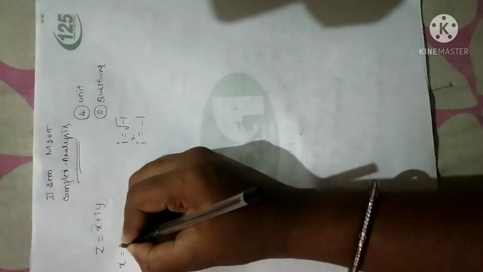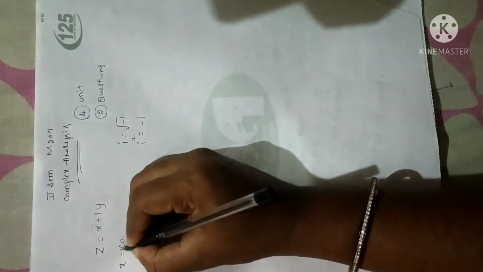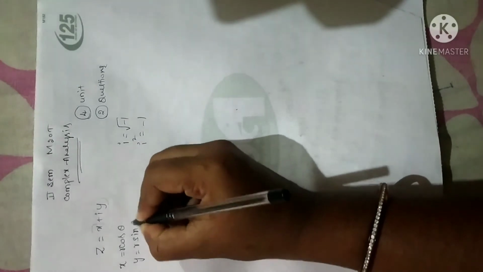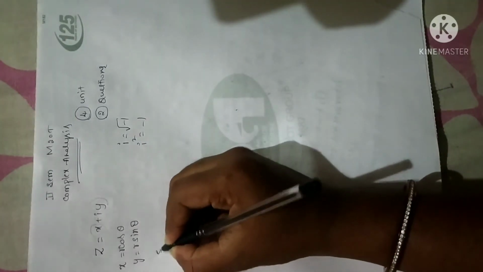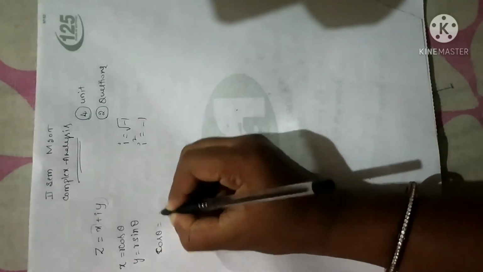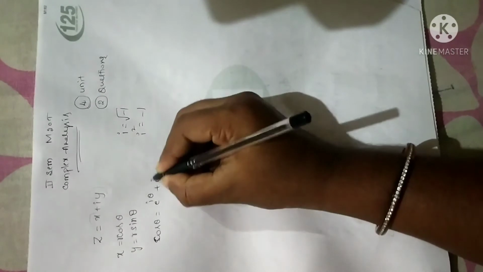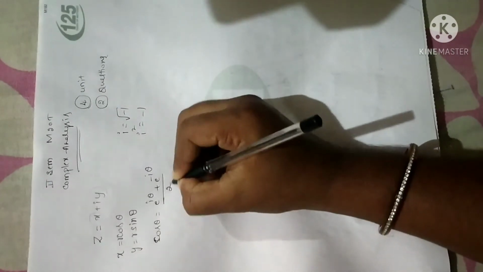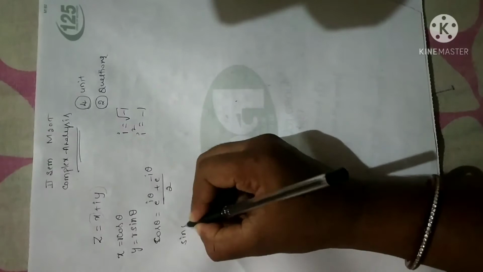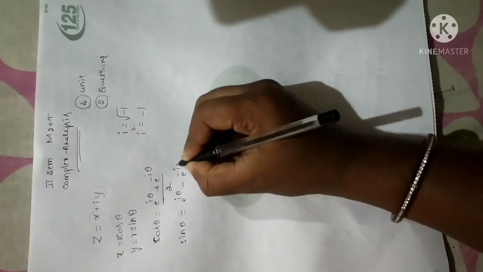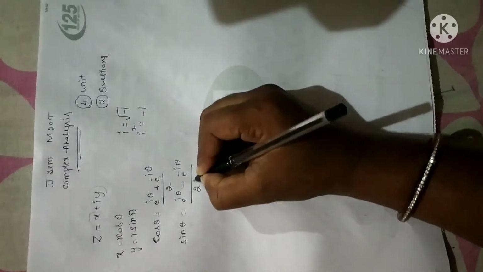You might have remembered the formulas: x is equal to r into cos theta in polar form, and y is equal to r into sin theta. In exponential form, it is all basics. Anyhow, I'll give you notes, but you have to remember this. Cos theta is equal to e power of i theta plus e power of minus i theta divided by 2, and similarly sin theta is e power of i theta minus e power of minus i theta divided by 2i.